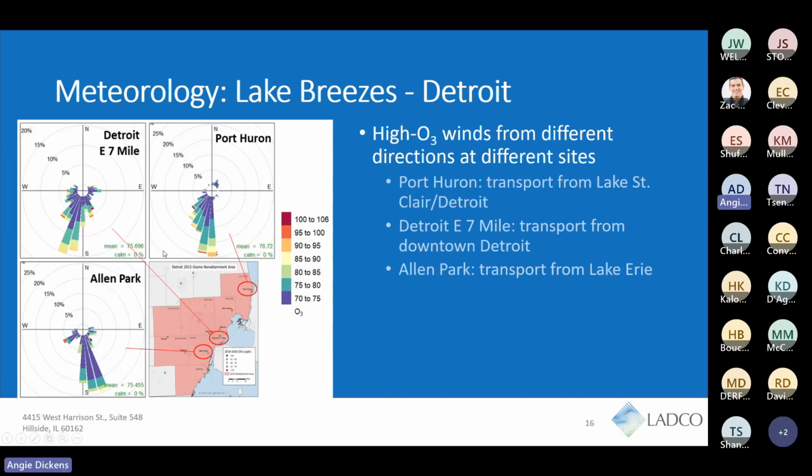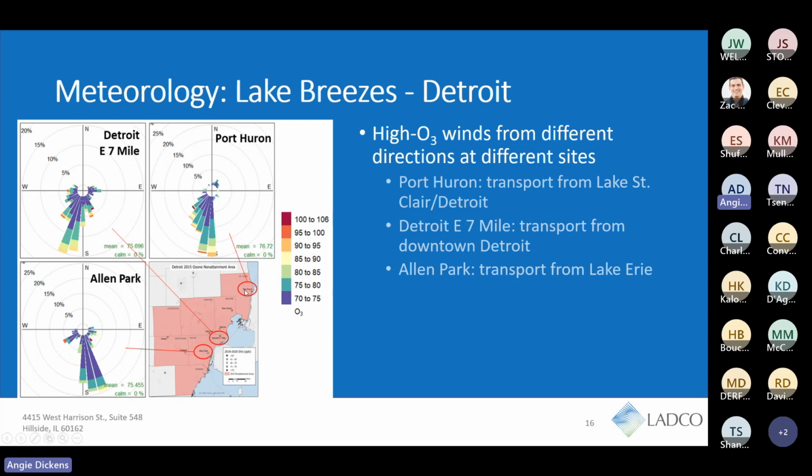So if we look just at the 3 sites that have winds along the Detroit non-attainment area, we have somewhat different wind directions. All of them have a southerly component, but Allen Park here gets high ozone when winds are from the south-southeast, which is basically coming right over Lake Erie. And it does generally look like Allen Park is the site of these 3 that's most affected by lake breezes coming from Lake Erie. Detroit East 7 Mile, kind of downtown Detroit, is located down in this direction. So the high ozone in Detroit East 7 Mile mostly comes from downtown Detroit. Not a big surprise there.